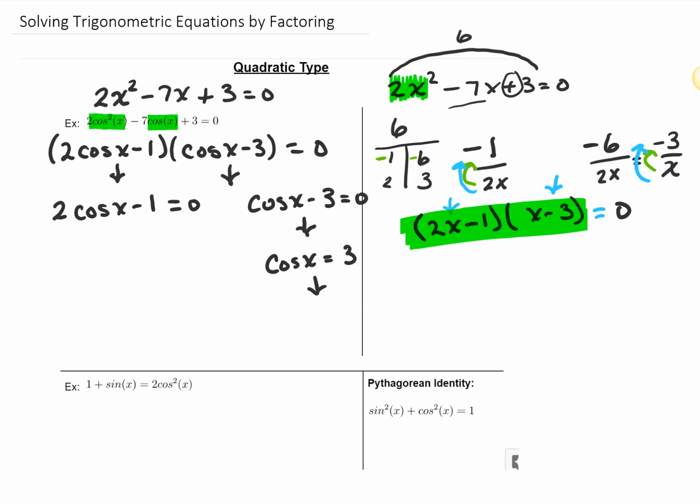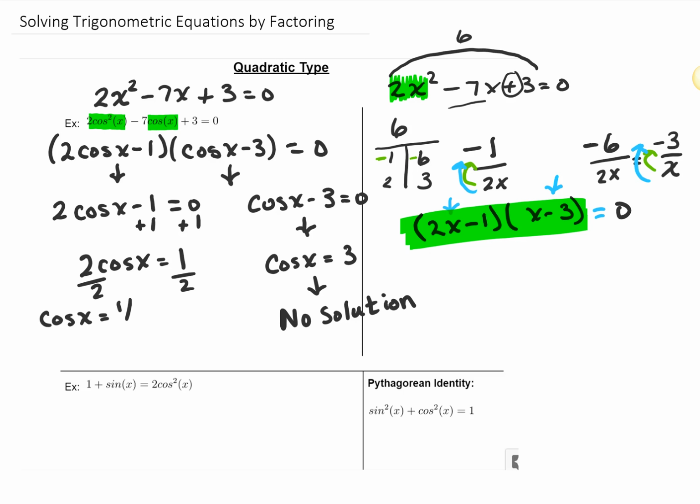So in this case, for this part of the equation, there is no solution. So this is out of the question. But this one right here on the left, this can be solved. You add 1 to both sides. You get 2 cosine of x equals 1. You divide both sides by 2, and you get the cosine of x equals 1/2.